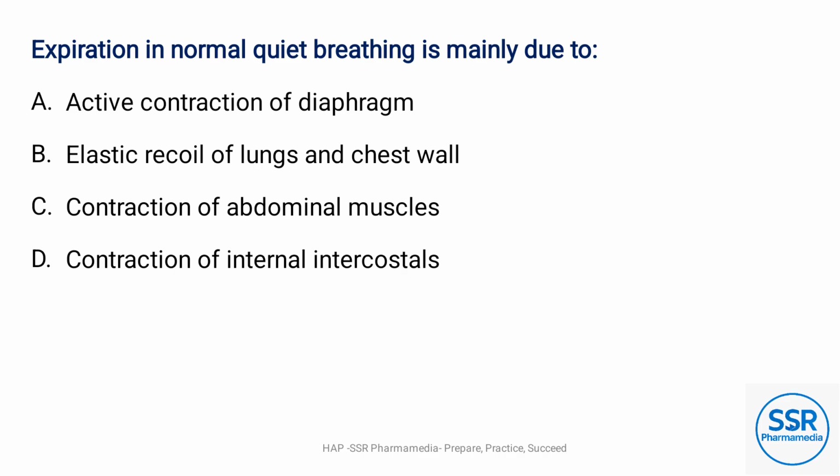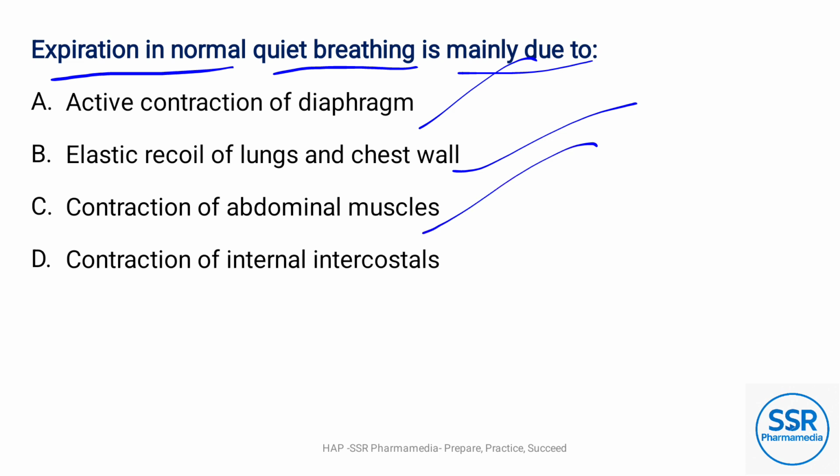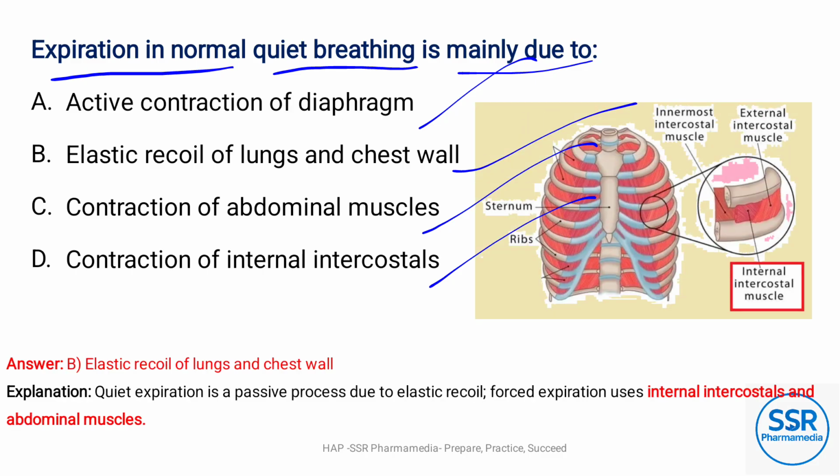Next, expiration in normal quiet breathing is mainly due to: option A, active contraction of diaphragm; option B, elastic recoil of lungs and chest wall; option C, contraction of abdominal muscles; option D, contraction of internal intercostals. So the answer is option B, elastic recoil of lungs and chest wall.